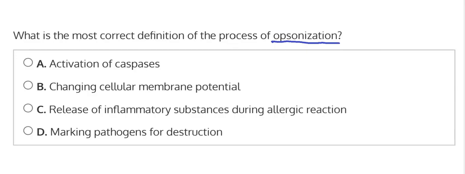So it looks like option D says marking pathogens for destruction, and so far that's looking like a good choice because we noted that in the process of opsonization, we mark what shouldn't be there, we put the flag on top, and then we destroy it. So option D is looking good, so we could go with that for now. But let's review the other choices and why these would be incorrect.